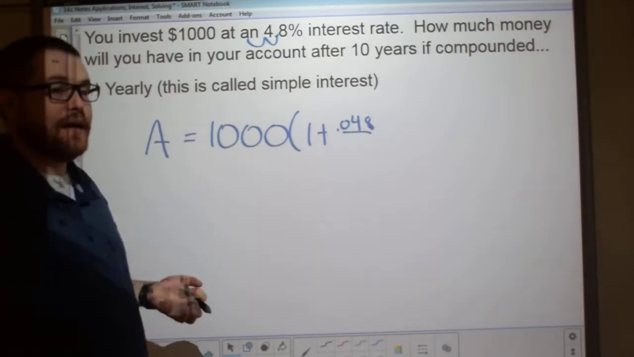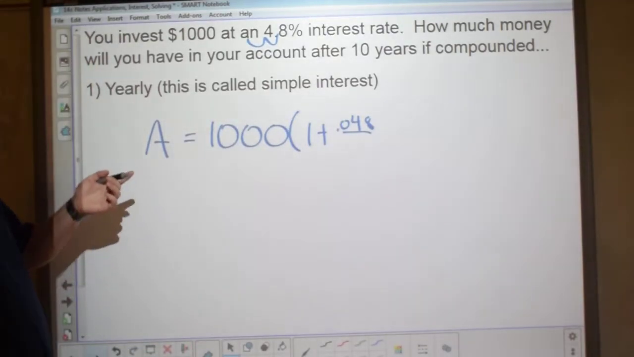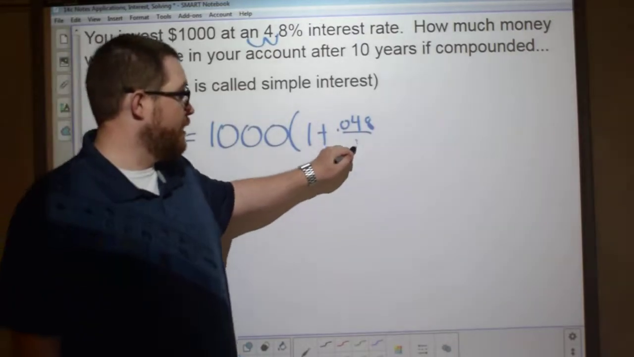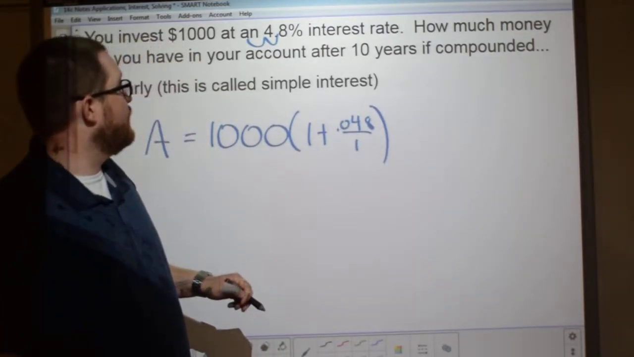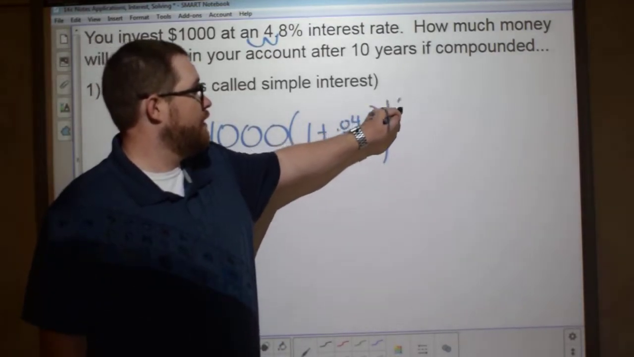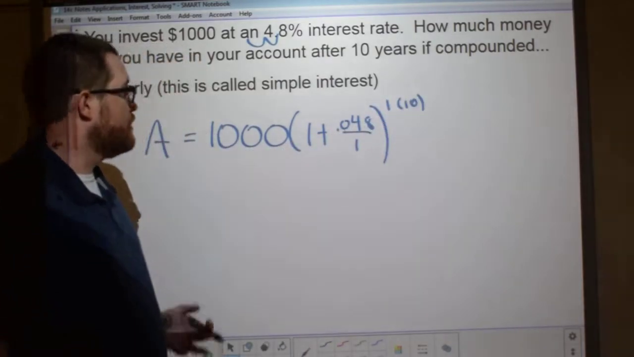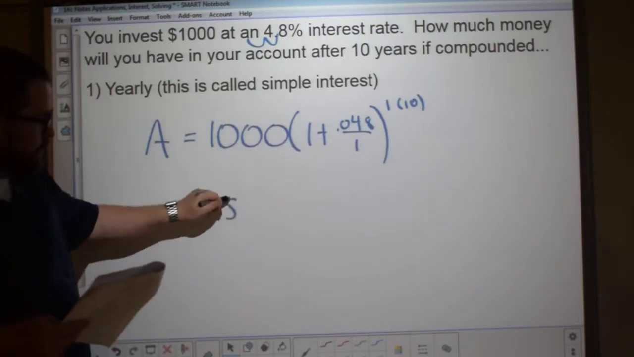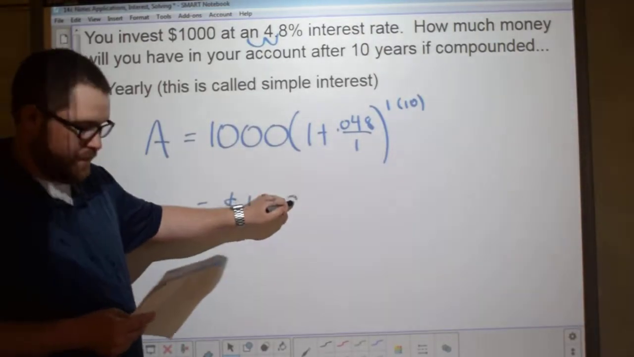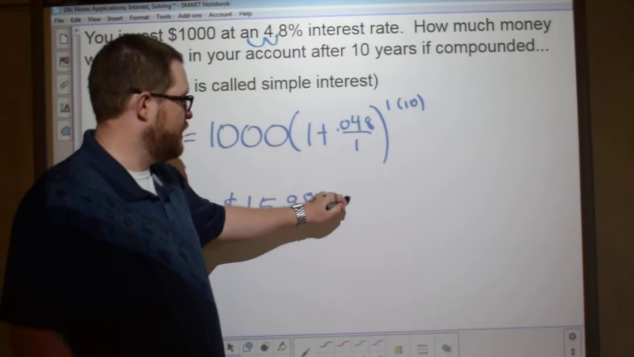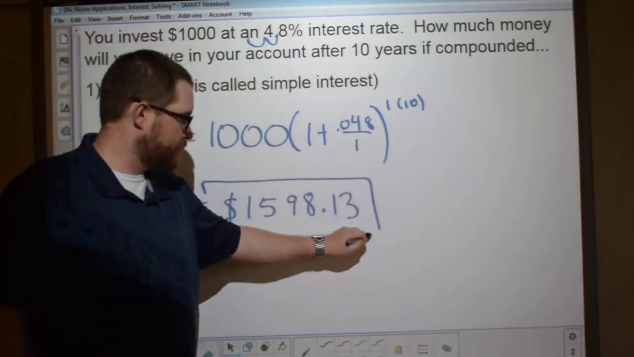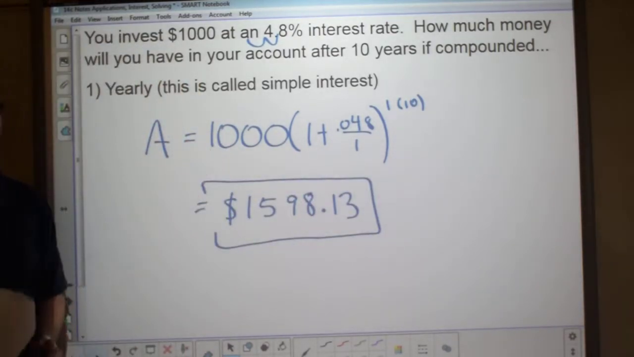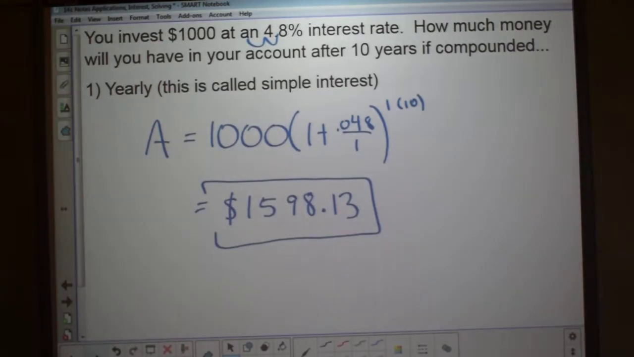N is the number of times compounded per year. But if it's only compounded yearly, it means it's compounded once per year, raised to the NT. This is set up perfectly to type in your calculator. So I just went ahead and did that for you. You get $1,598.13. And I'll show you how to type that in the calculator in a second. There's a way to do it that makes it a little bit easier.